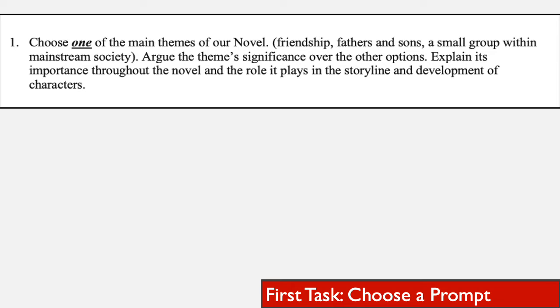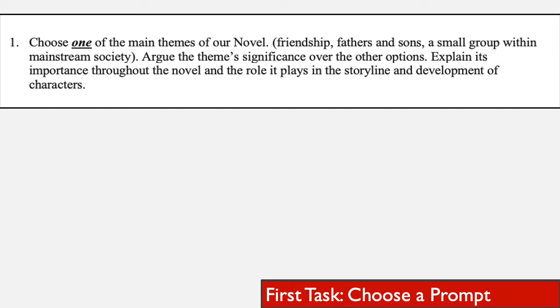For our prompt, you have three choices. Choose one of the main themes of our novel. You can either choose the friendship theme, fathers and sons, or small group within a mainstream society. Now, what you're going to do after you choose one of those three themes is you need to argue that theme's significance over the other options. Explain its importance throughout the novel and the role it plays in the storyline and the development of characters.